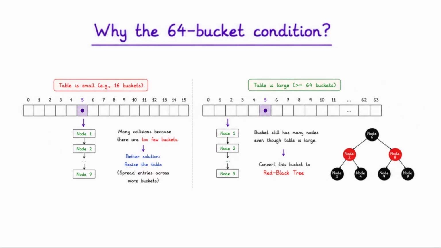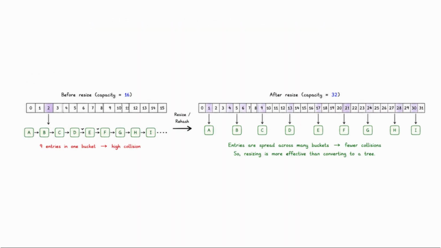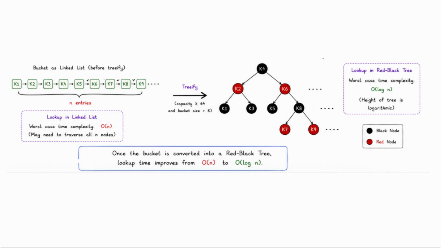Why the 64 bucket condition? Because if the table is still small, the collisions are usually caused by a lack of buckets, not by bad hash distribution. In that case, it's more effective to resize the table, allowing the entries to spread across more buckets instead of paying the overhead of maintaining a tree. Once the bucket is converted into a red-black tree, lookup time improves from big O of n to big O of log n.